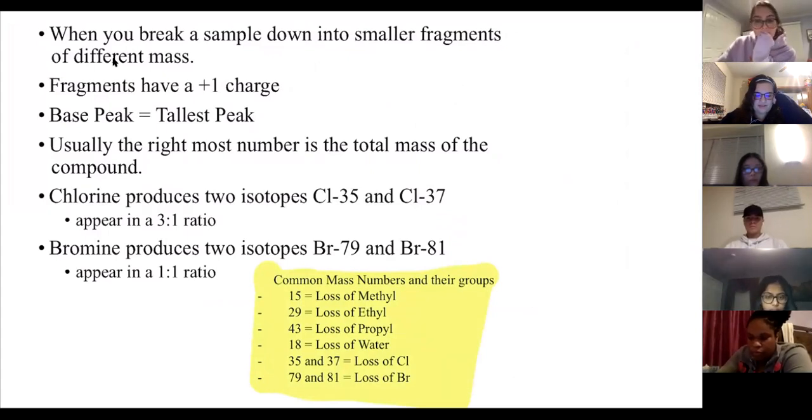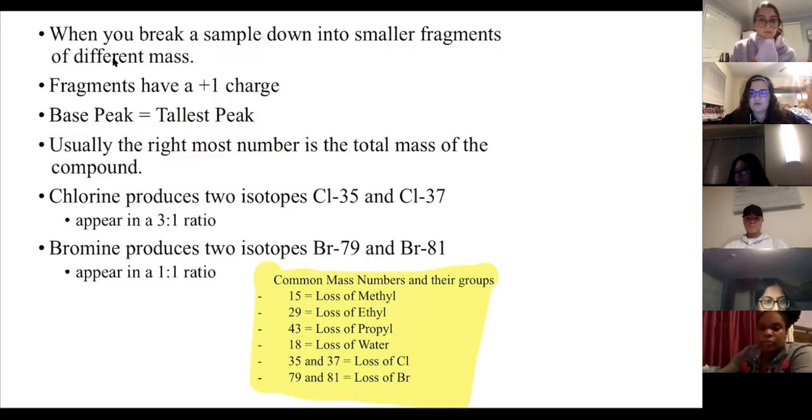But anyways, mass spec is you take a sample, you toss it through a machine, and they break that sample down into smaller fragments. And then those fragments have different masses. They're also going to have that +1 charge. The tallest peak is called your base peak. About 99% of the time, the rightmost number is the total mass of the compound. So you can either look on the mass spec to get the total mass of it, or you can calculate it.